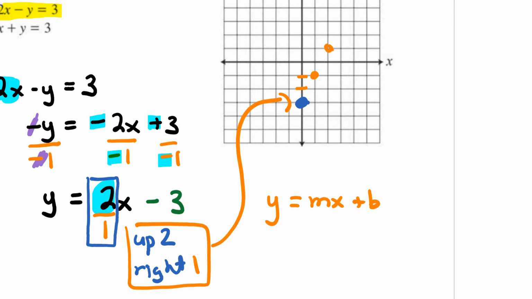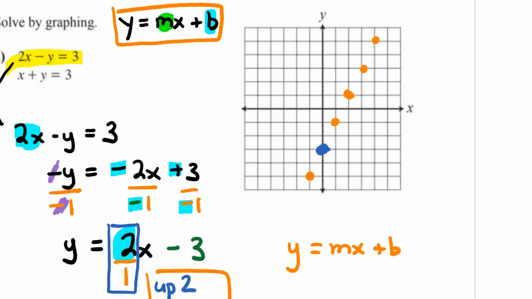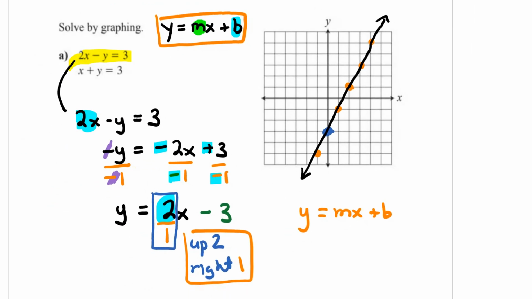And then you can see I'm always going up 2 and over 1. Just continue the pattern here, and then you got it. Once you run out of space, just go down 2 and over 1. And that's how you graph the first equation there. If you want, you can just put a straight line like that. Okay, that's the first graph.